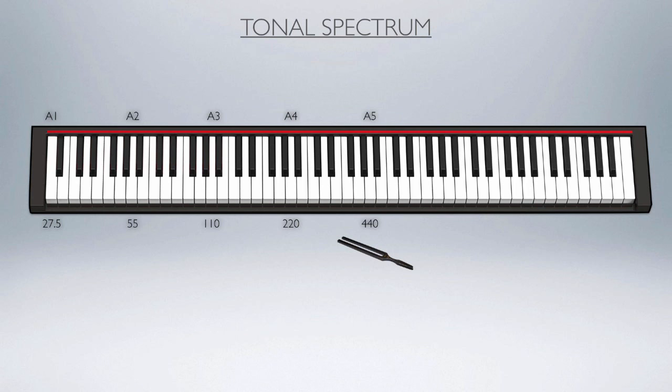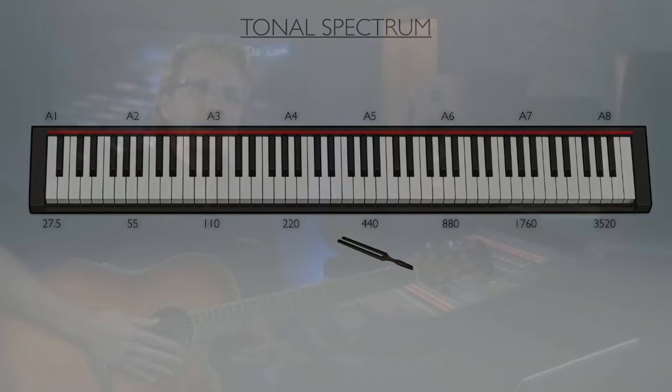Let's go up to the next octave. 880, 1760, and 3520. Now, can I direct your attention to the numbers at each successive A every time you go up an octave? Do you notice anything about those numbers? Do you see what happens every time that you go up an octave?